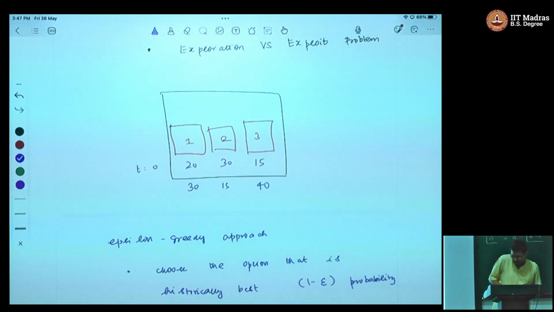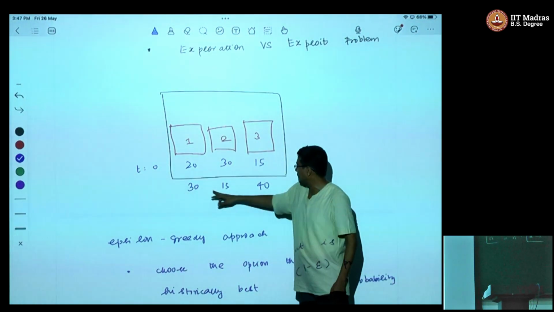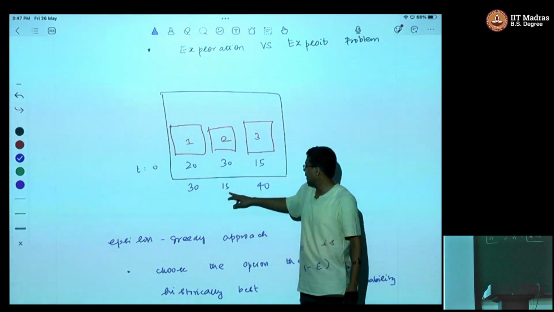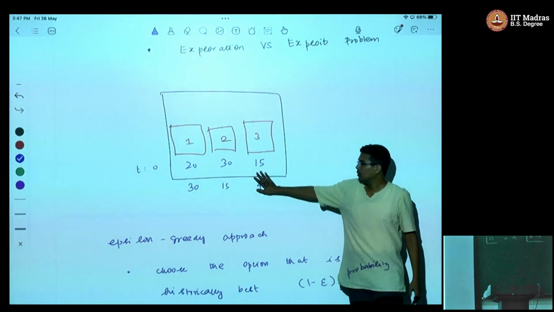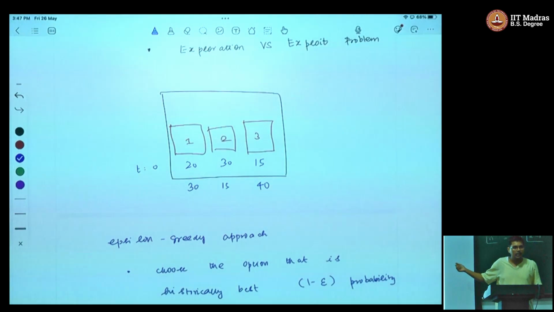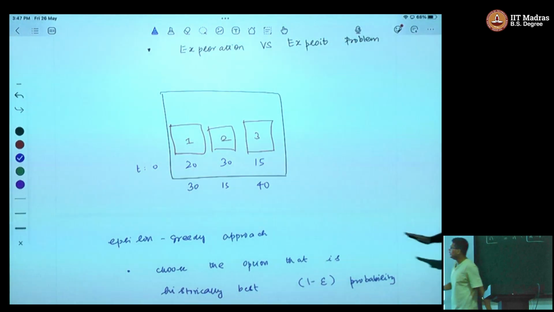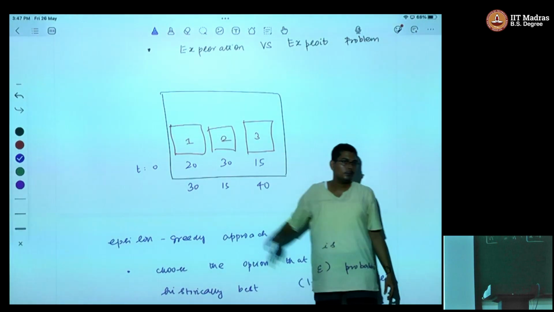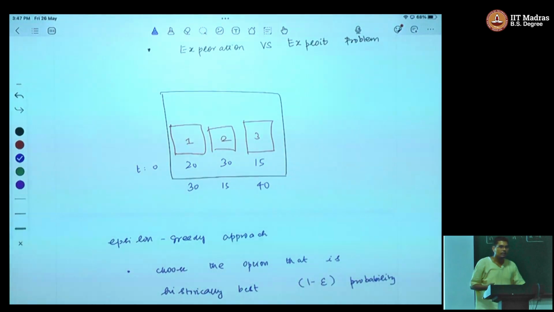I have this historical data. According to this, I know that this is giving 50, this is giving 45 and this is giving 55. So option 3 is better, so I will just go with option 3. But if I always go with option 3, I will have no information on 2 and 1. Every now and then you have to give some chance to 2 and some chance to 1.